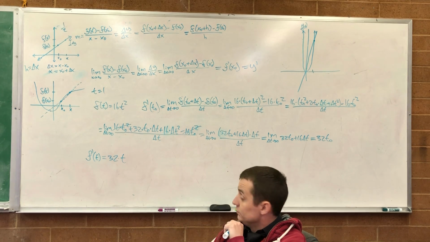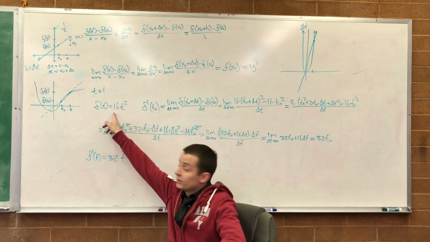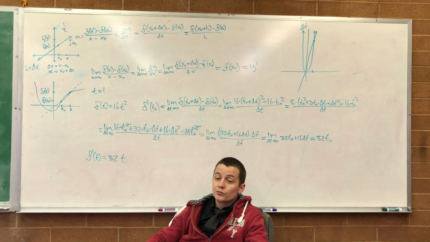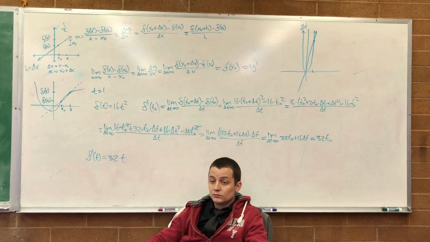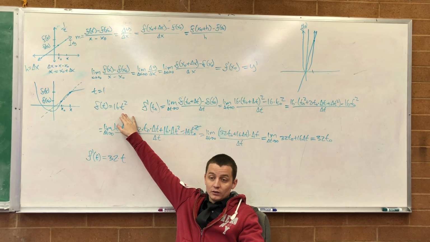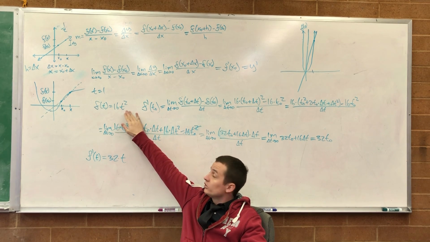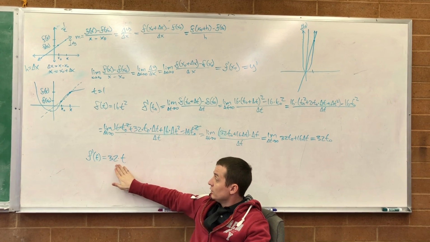That's the derivative. Yes. This is the derivative of this. So isn't that giving you the slope? No. This is giving me the slope of this at any point. Pick a number, 2. What's the slope of this function at 2? 64.